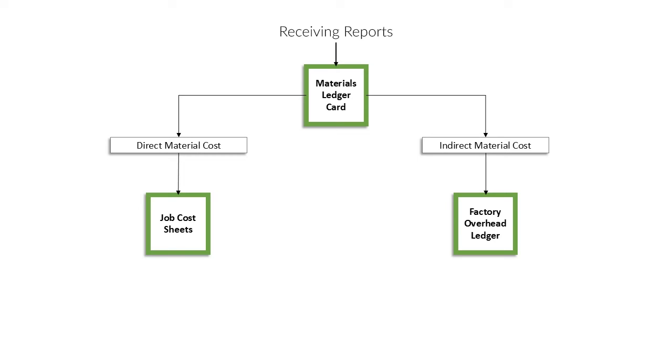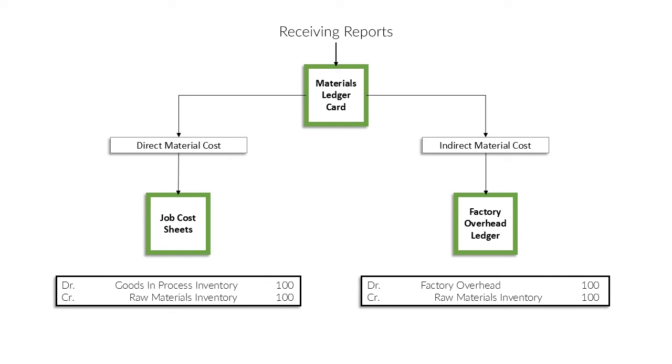So they are assigned in what we call a factory overhead ledger. You will see this later on how it works in the video about the overhead costs. But for now, leave it at that. Indirect material costs are assigned to the factory overhead. They are not assigned into your job cost sheet. So in the ledger, it will appear this way.